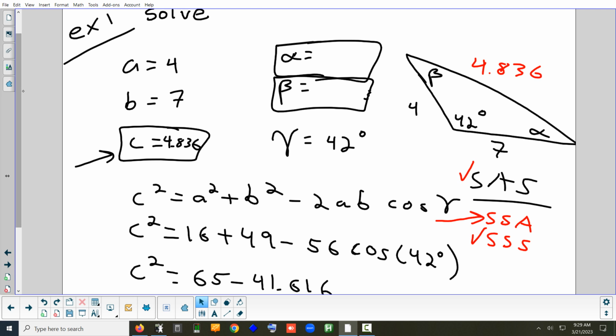You could definitely use law of sines. You just have to be very careful because something could happen if you don't do it right. So stick with law of cosines, and you'll get the right answer, and you don't have to worry about any of that 2 solution stuff.